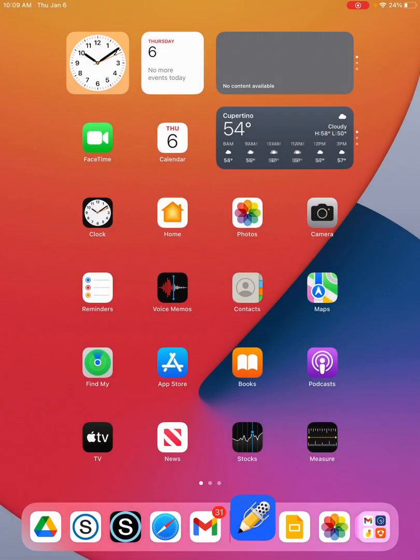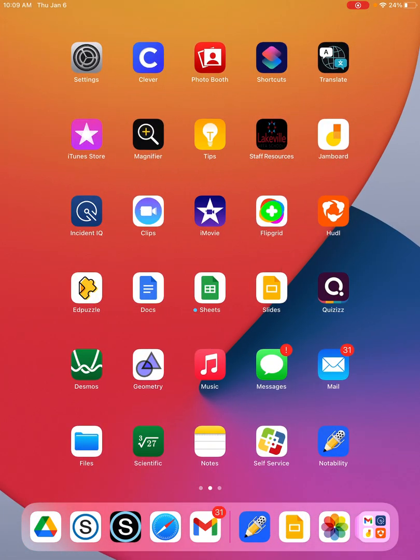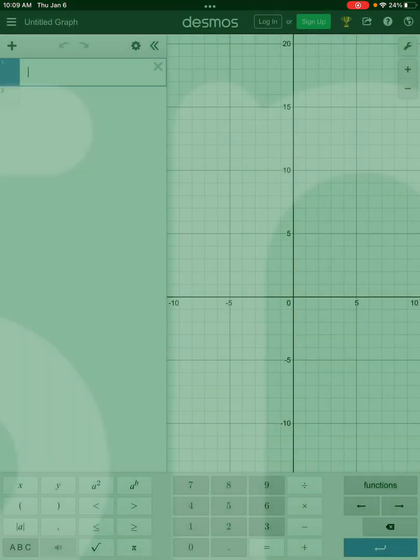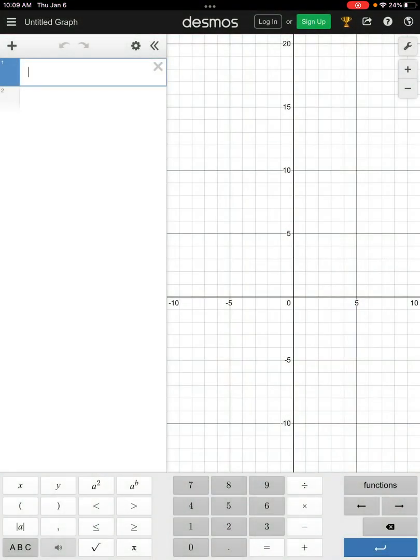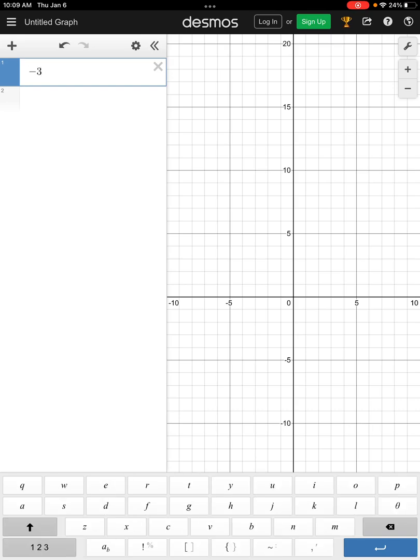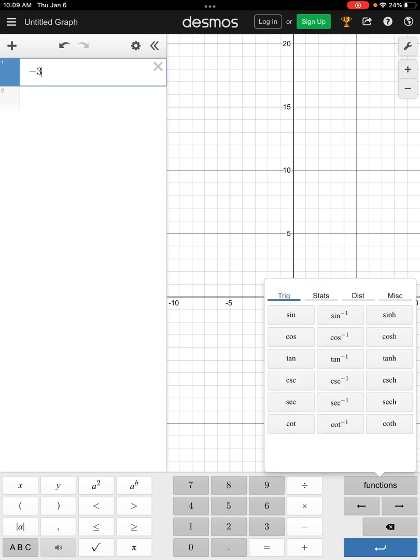Again, just want to show you how you can use Desmos to help you with that. So if I were to open up Desmos, maybe I said, okay, -3, I wanted to do the cube root. So I'm going to go to functions.